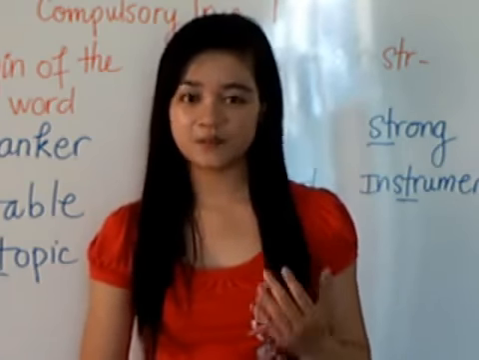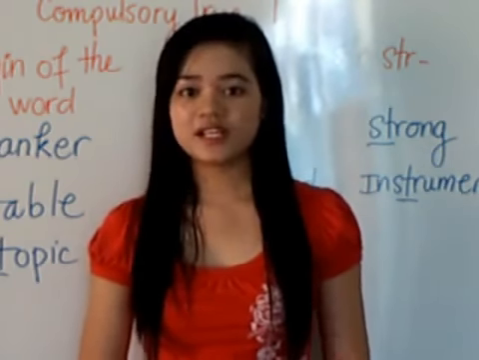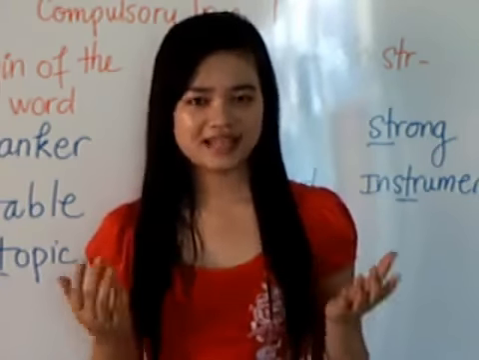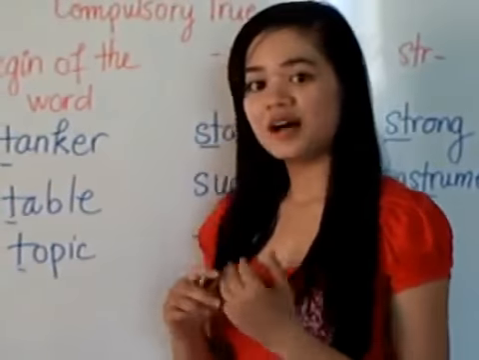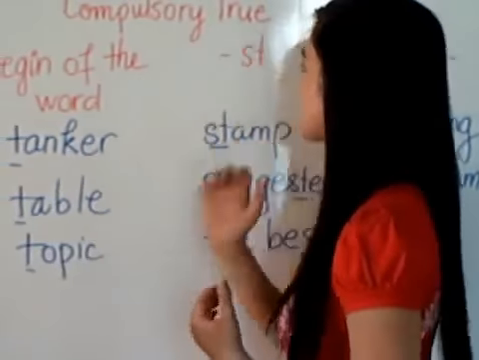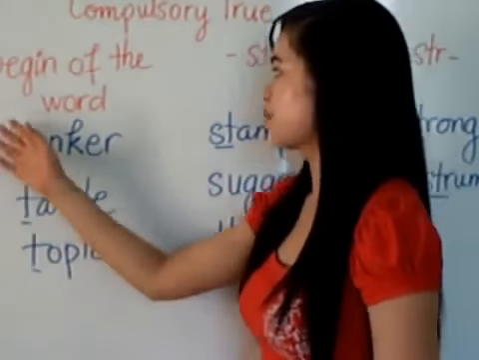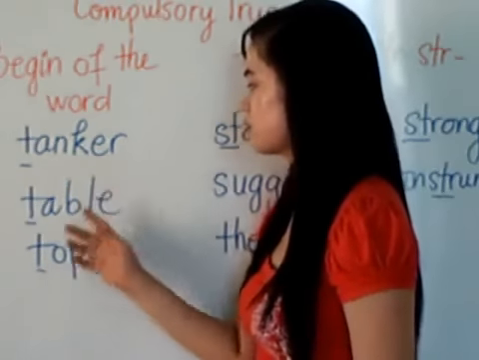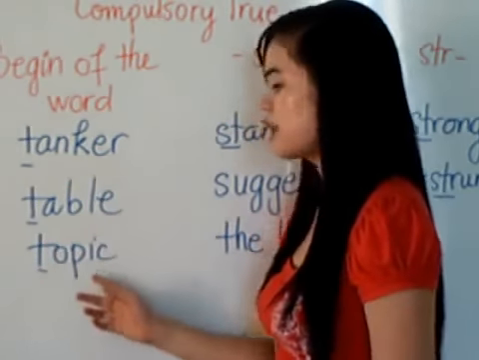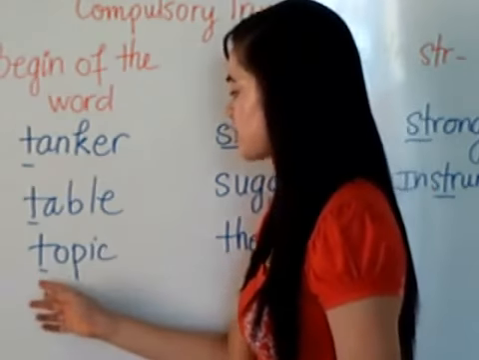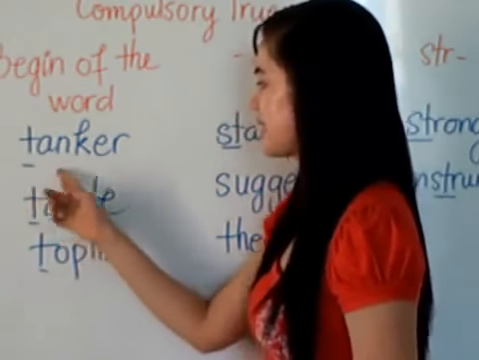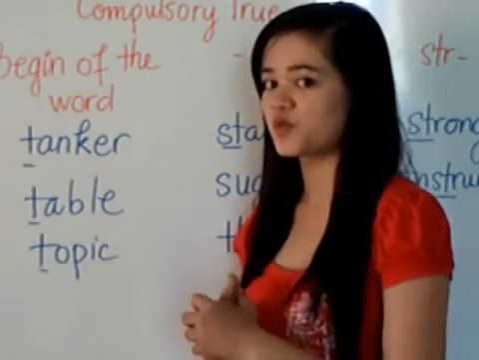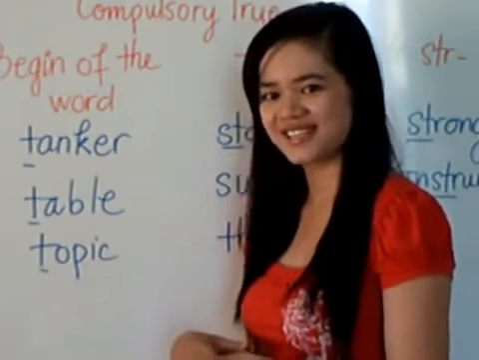And about the compulsory true T, I divide it into 6 small groups. What are they? Let's see. Well, you have to pronounce compulsory true T when it is at the beginning of the word. For example, tanker, table, topic. You can see the letter T goes at the beginning of the word. Tanker, table, topic. So you have to pronounce T in the word.